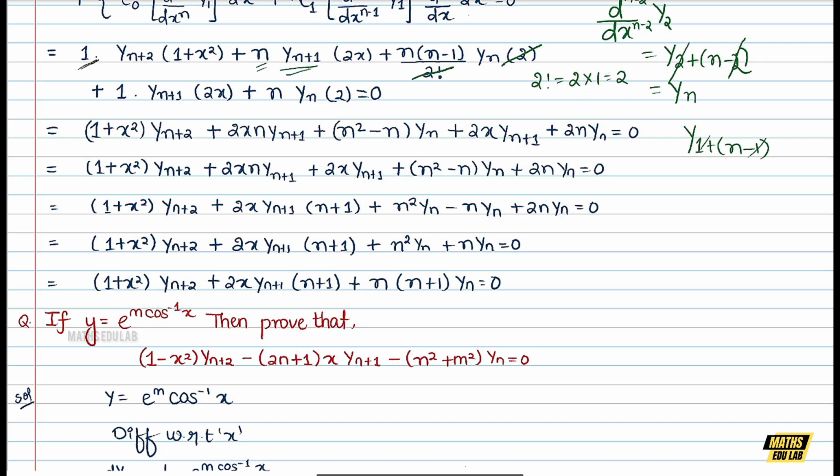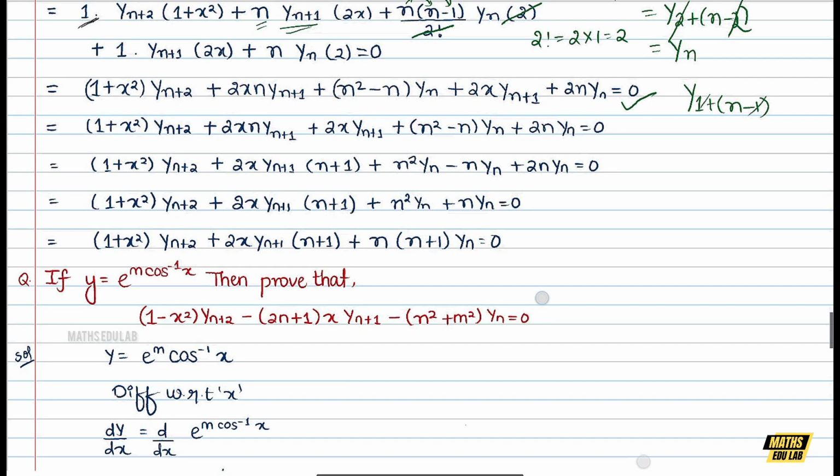So the remaining will be, on multiplying this value, I got n square minus n yn plus 2x yn plus 1. Then again 2 into n yn is equals to 0. Now in the next step, see here 2x n yn, and also here we have 2x yn plus 1.